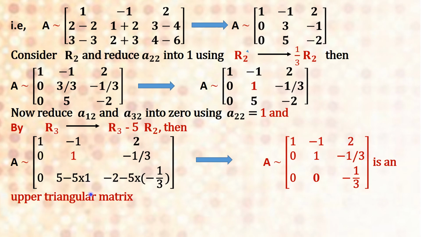This is an upper triangular matrix. See the elements below the diagonal. Diagonal is 1, 1, minus 1 upon 3. So below this diagonal element all these three elements are 0, means this is an upper triangular matrix.